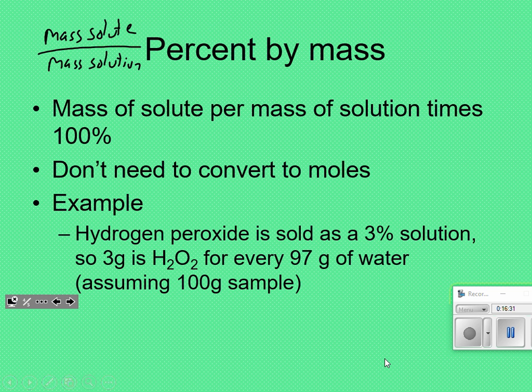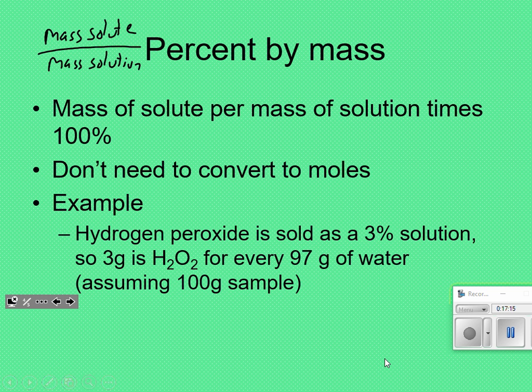So the example I give at the bottom here is actually the last lab that we do this semester. The test that you have is on Monday the 7th, and Wednesday you have a lab. In that lab, we're going to take household hydrogen peroxide, which is labeled as 3%, and we're going to find out what the molarity of it is by doing a titration with it. But what that 3% means is there's 3 grams of hydrogen peroxide for every 97 grams of water, if it was a 100 gram sample. It could be 6 grams for every, do the math, for a 200 gram sample. Debbie?